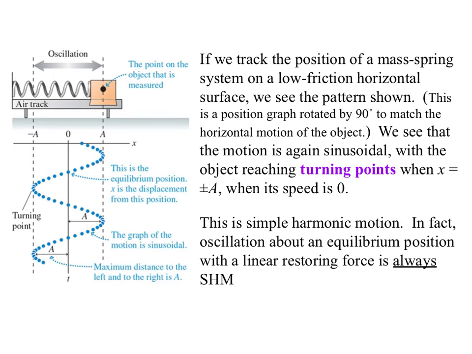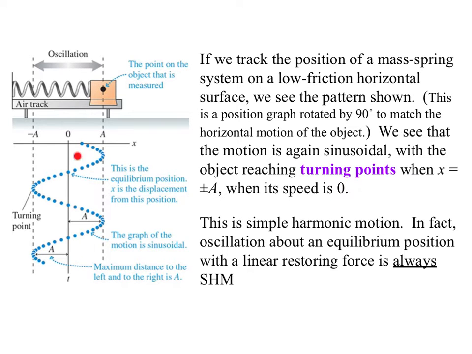So, if we track the position of a mass spring system on a low frictional horizontal surface, we see the pattern shown over here. This is a position graph that's been rotated by 90 degrees just to match the horizontal motion of the object as it goes back and forth. We want to say that it starts over here and moves back and forth. This is sort of like a strip graph going down this way. It's really just a position time graph that's been rotated.